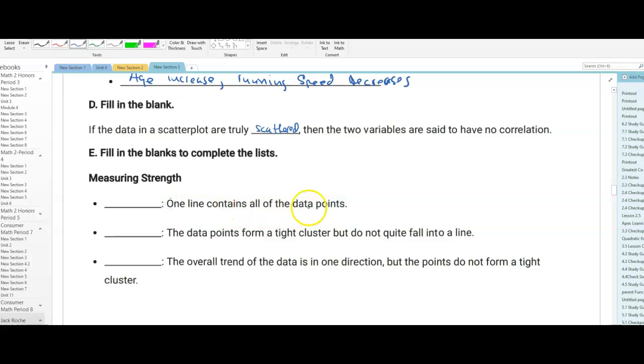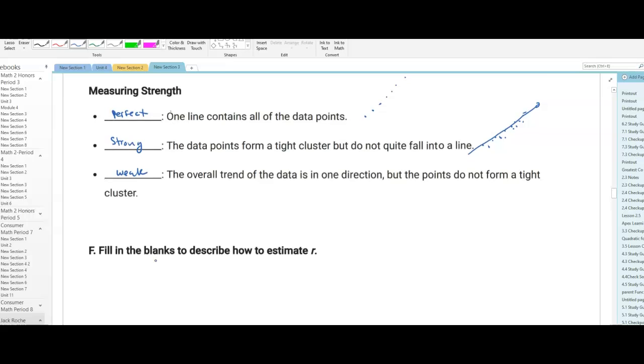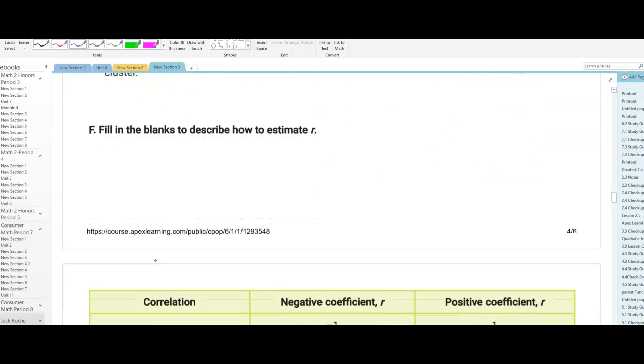So, if one line contains all the data points, meaning all of them line in a perfectly straight line, that is a perfect, right, relationship. If the data points form a tight cluster but do not fall quite in a line, that would be strong. So something like this. It's not a perfect straight line, but I can draw a line through it to get close to all of them. That is strong. And it's weak if the overall trend of the data is in one direction, but no points form a tight cluster.